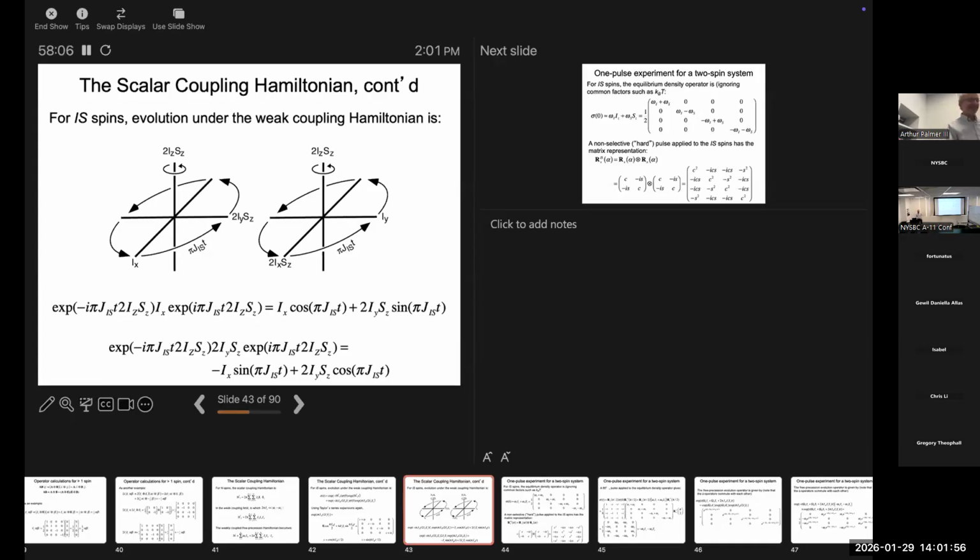I have a separate lecture that expands what I did on the board with what these magnetization components are doing. So I'll upload that to the Dropbox so you can see it. It basically does what we did on the board.